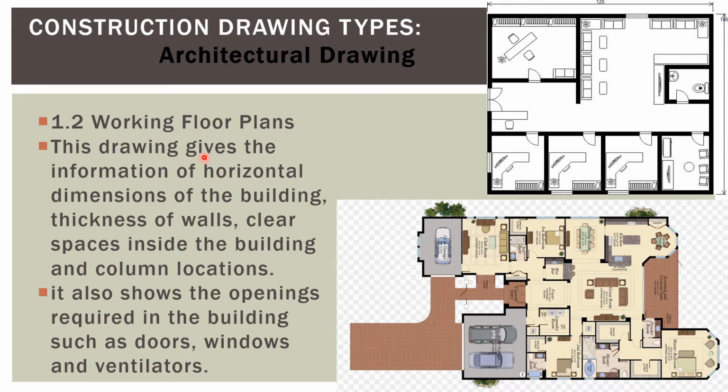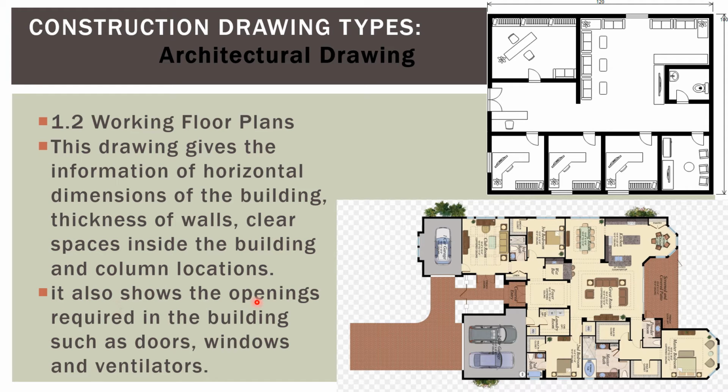Working floor plans. If there is a 3-story building, then you have to make 3 floor plans. What types of details are present in each floor? Working floor plans, what information do we get? This drawing gives the information of horizontal dimensions. Horizontal dimensions mean length and width of the building, thickness of wall, clear spaces inside the wall, like how much space between the rooms, kitchens, bathrooms, etc., and column locations.